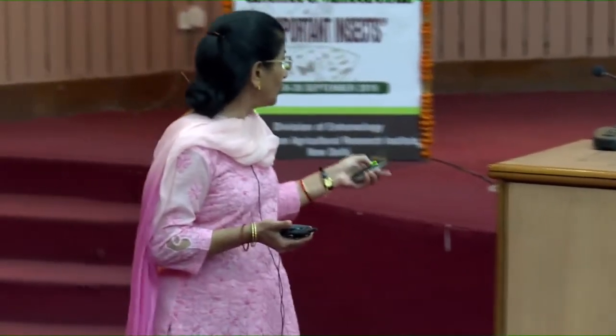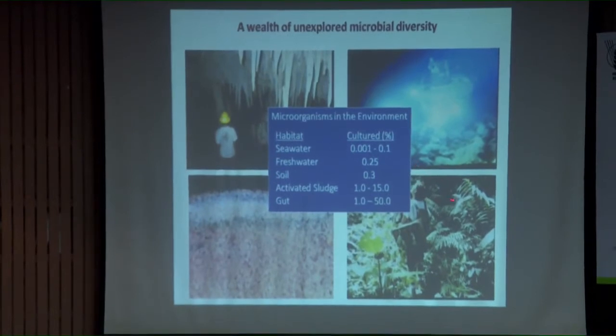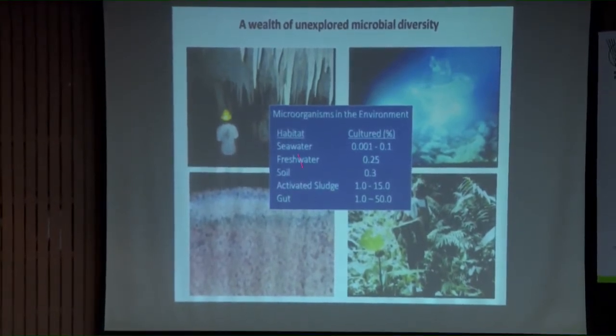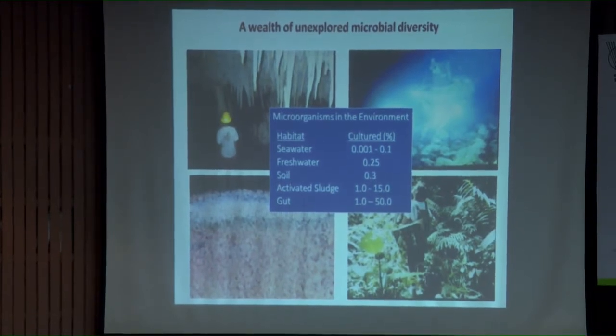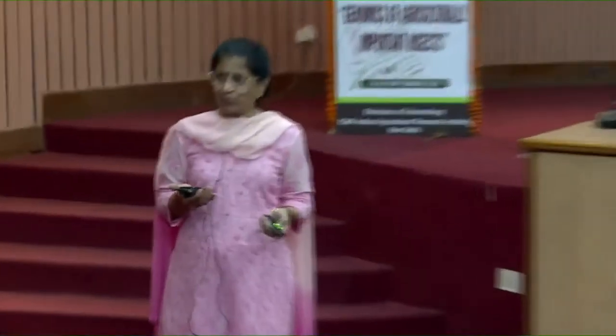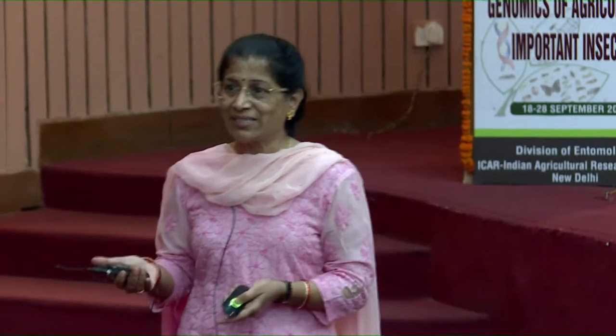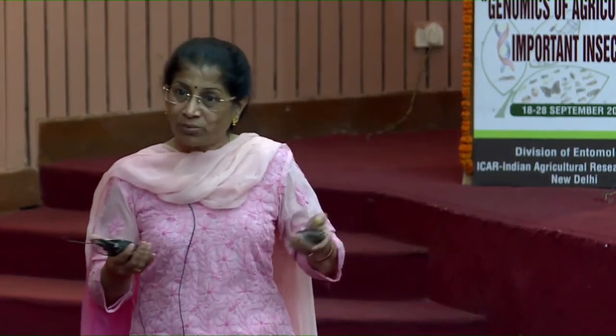So this is just to give you an idea of the amount of cultured organisms which people have obtained in these different samples. If you look at soil, it's only about 0.3%. The rest, 99.7%, still lies uncultivated. So this is the extent of diversity present. This is a wealth of unexplored microbial genomes. Remember, a genome is the complete DNA material of that organism. And when we talk about metagenomics, it's the total microbial community.